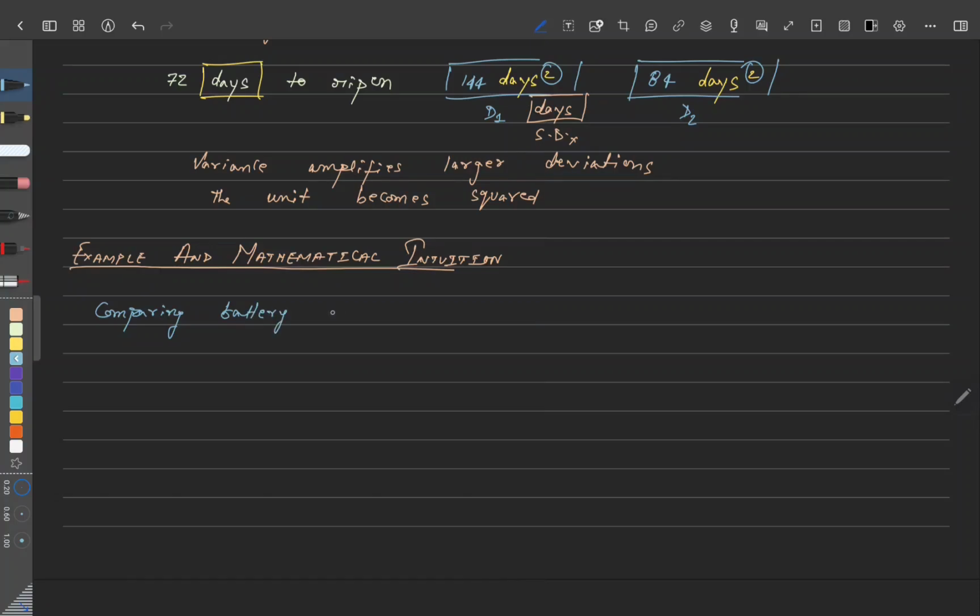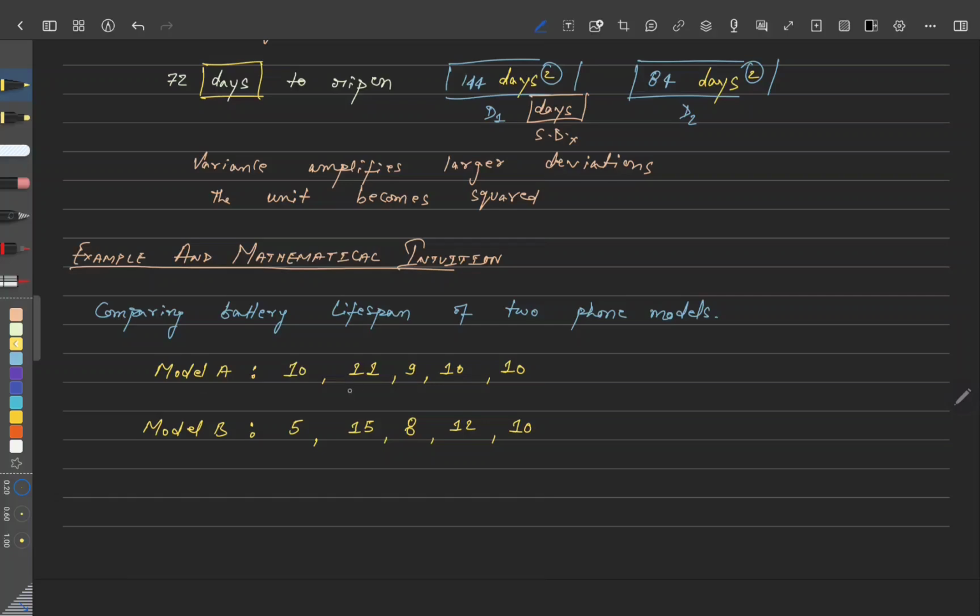Battery lifespan of phone models. So for model A we have 10 hours, 11 hours, 9 hours, 10 hours, 10 hours. Model B: 5 hours, 15 hours, 8 hours, 12 hours, 10 hours. So basically, we have observed the battery lifespan for multiple days.